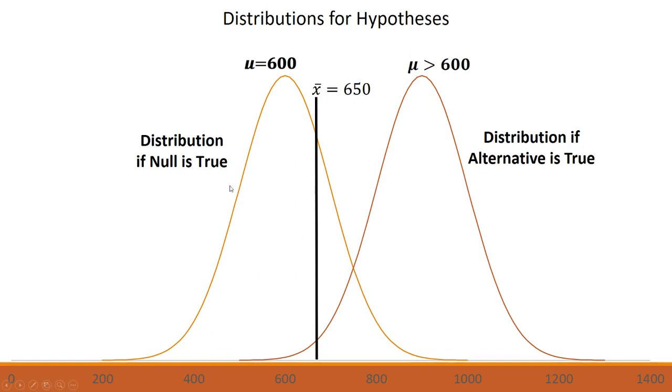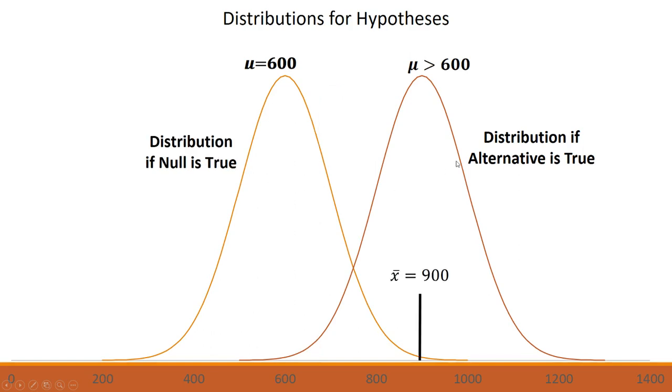So we look at this and we say, all right, wow, I got 650. It's pretty likely that the true population mean is 600, and so I'm going to fail to reject my null hypothesis. I'm going to conclude that it's most likely that the fertilizer had no effect.